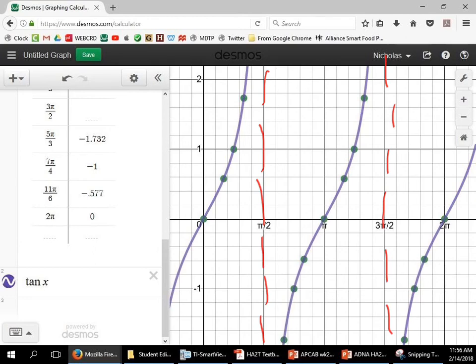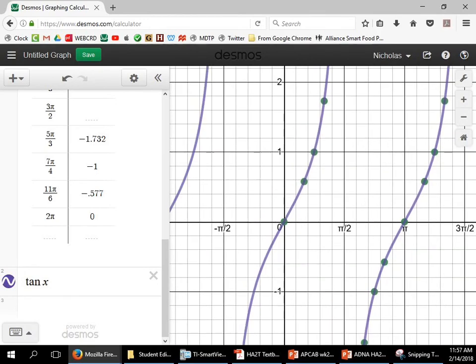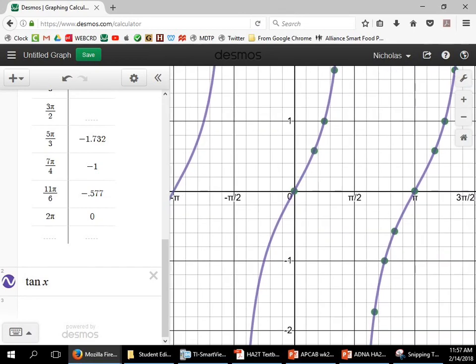So, what is the period of tangent? When does tangent start repeating itself? Going from here to here, what is that distance? That is pi. And you can also see it if I drag this over a little bit. If I go from negative pi over 2 to pi over 2, what is the distance between those two? Is that also pi? Yes. And so our normal period for tangent is pi. We have asymptotes at negative pi over 2 and pi over 2, and so on and so forth. This is what tangent looks like.